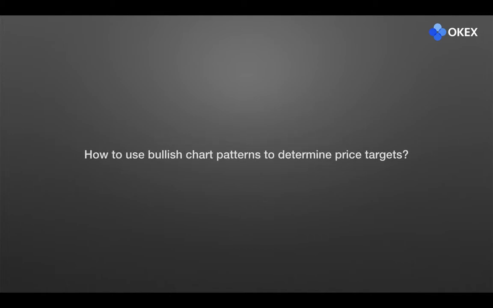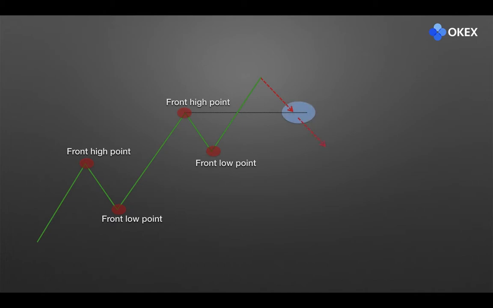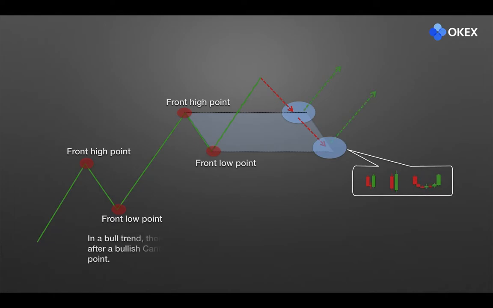How to use bullish chart pattern to determine price targets. Scenario 1. After an obvious bullish trend, when the price reaches the previous high or low, if a morning star, bullish engulfing or tower bottom appears, the market will very likely remain bullish.